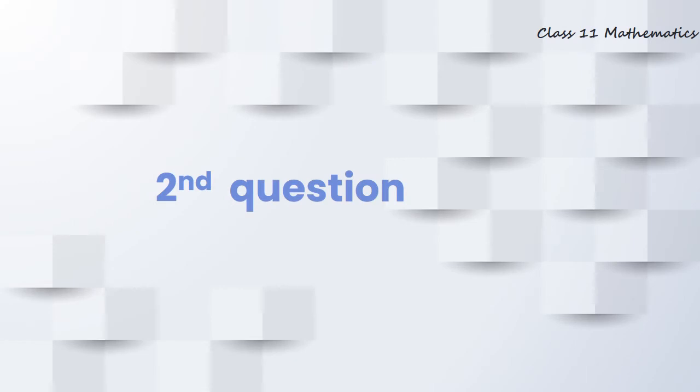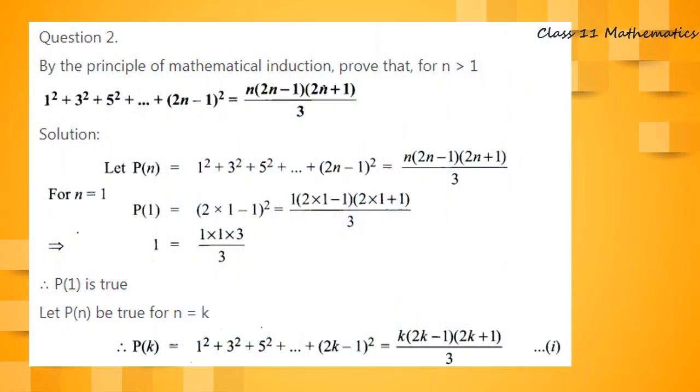Second question. By the principle of mathematical induction, prove that for n greater than 1, 1 square plus 3 square plus 5 square plus etc. plus 2n minus 1 the whole square. This is also odd numbers. Here first odd number, second odd number, third odd number up to 2n minus 1 the whole square. Here some finite numbers are there.